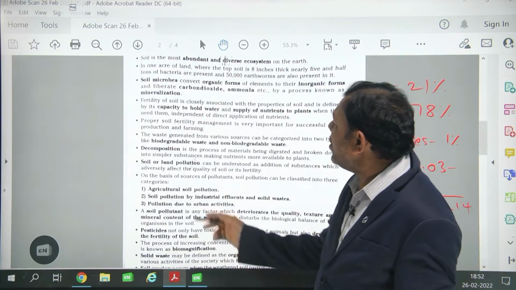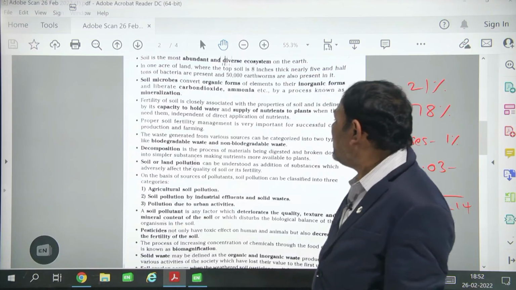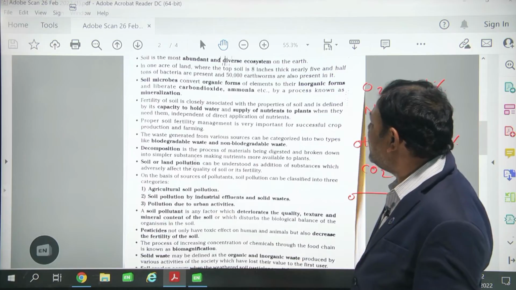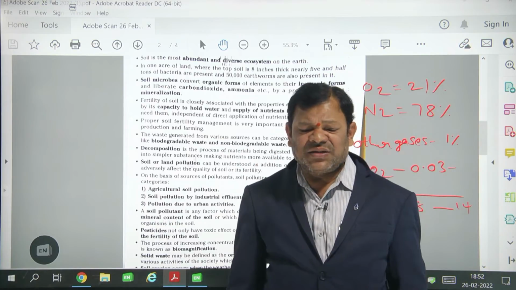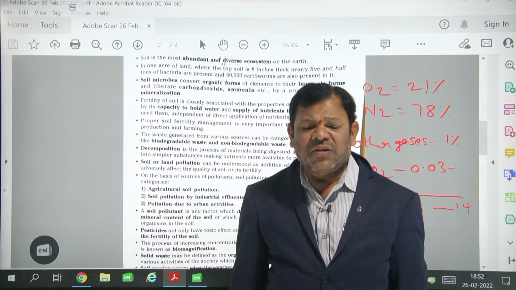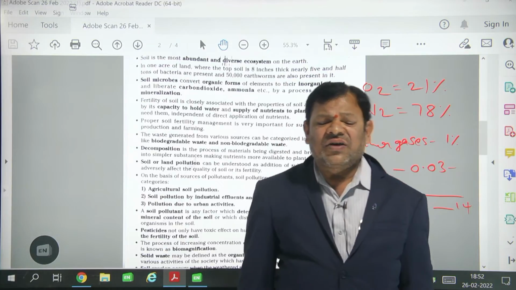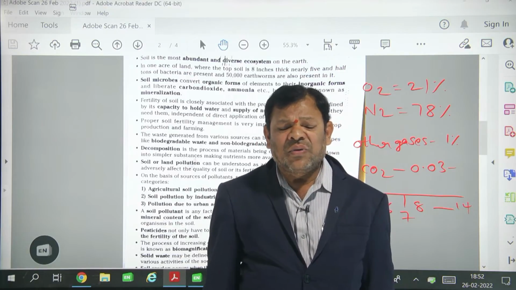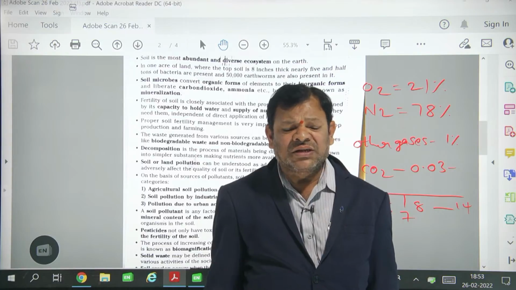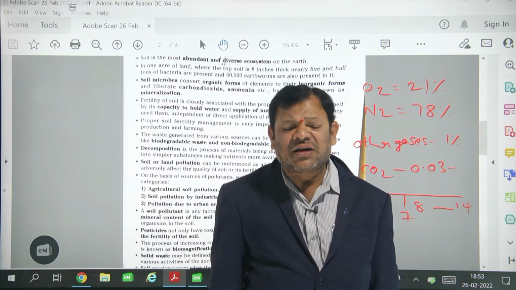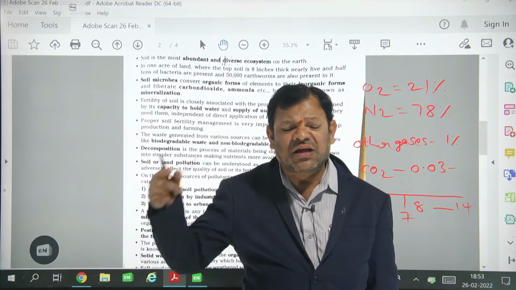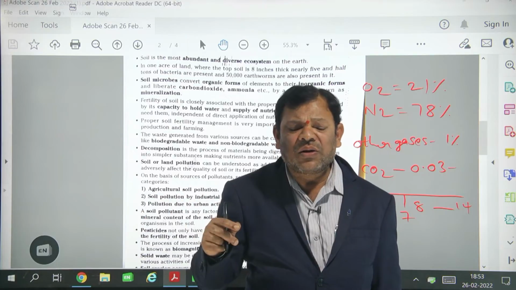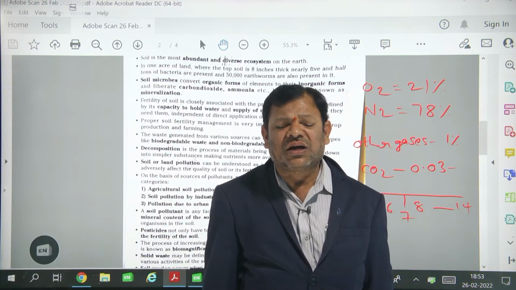Next one. The waste generated from the various sources can be categorized into 2 types: biodegradable waste and non-biodegradable waste. For example, we release waste material, and plants also release waste material. Every day we use plastic papers, plastic covers, polythene covers. Those which dissolve in the soil are known as biodegradable things. Those which do not dissolve in the soil are known as non-biodegradable things. Non-biodegradable things cause pollution to the environment.